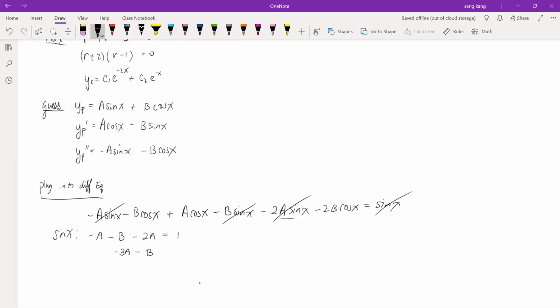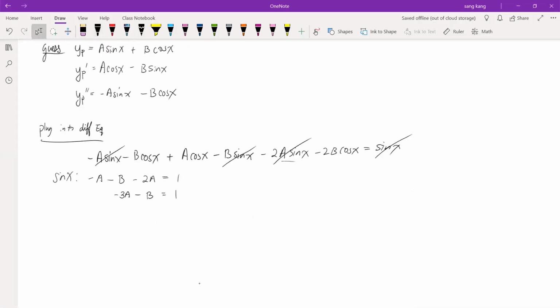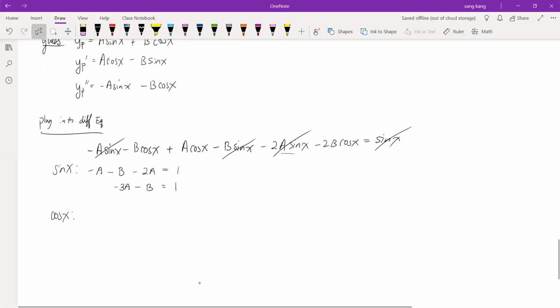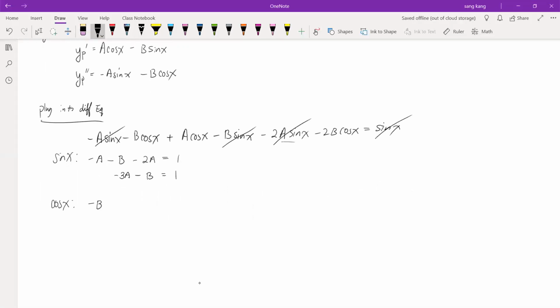So we need another equation. So there's one equation. Now let's try combining all the cosine terms. So we have a minus b plus a minus 2b, and there's nothing in terms of cosine on the right, so it'll be 0. So we covered everything.